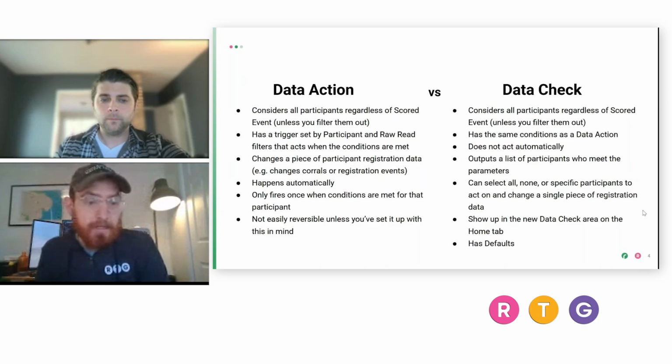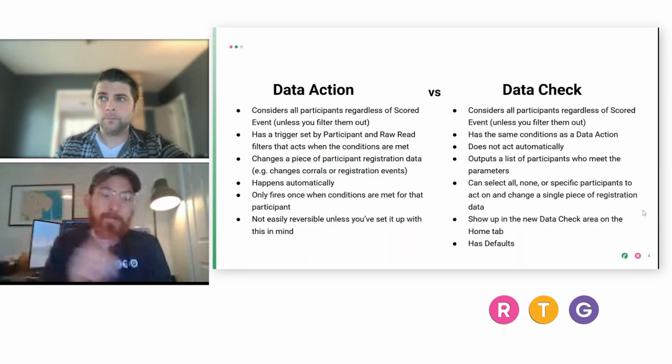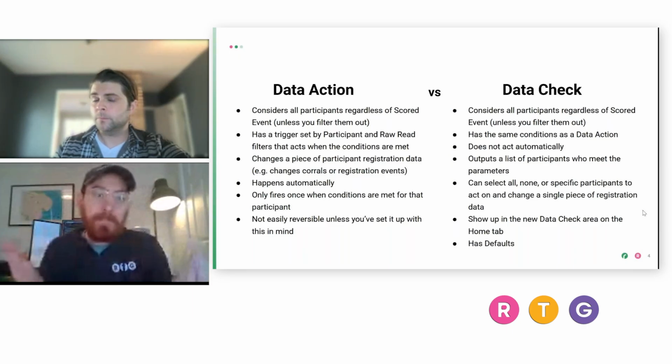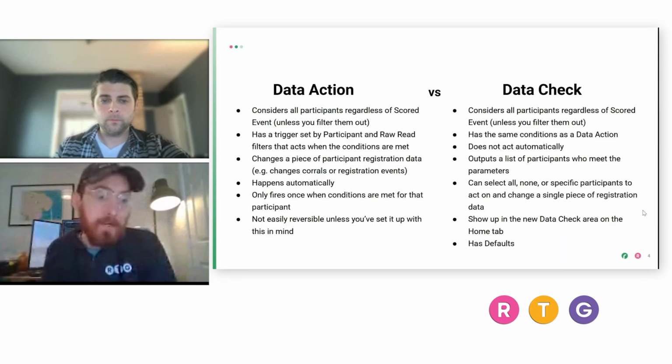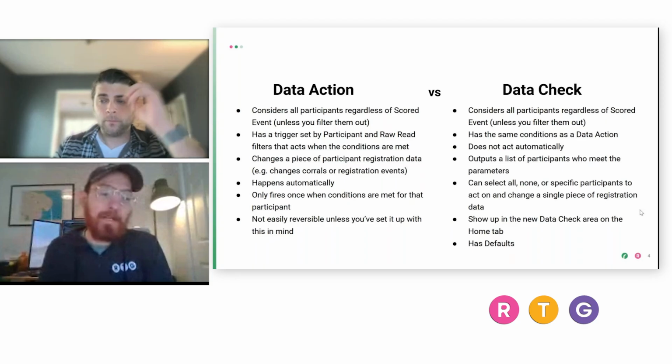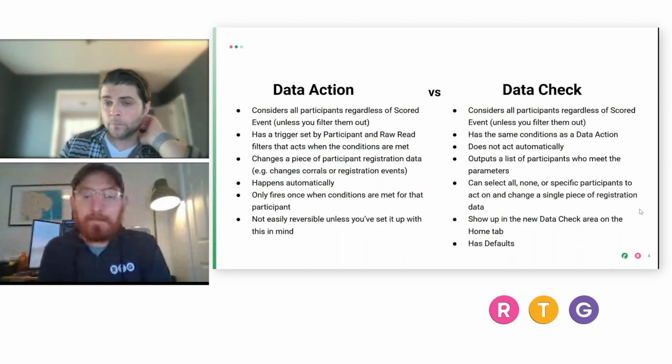It only fires once when conditions are met for that participant. It won't try to change them again after. That reduces any issues of people flipping back and forth if they meet both conditions at the same time. It's not reversible unless you set it up with this in mind. There are ways to reverse things if needed.